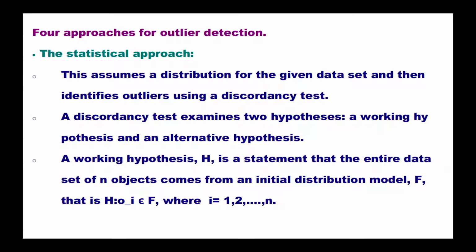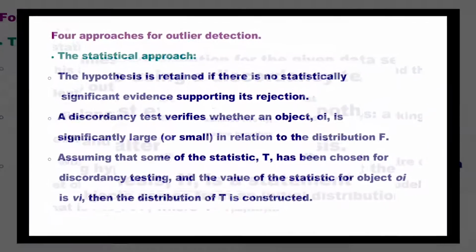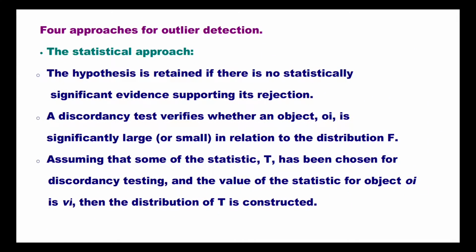A working hypothesis H is a statement that the entire data set of n objects comes from an initial distribution model F, that is given by H: O_i ∈ F, where i is equal to 1 to n. The hypothesis is retained if there is no statistically significant evidence supporting its rejection. A discordancy test verifies whether an object O_i is significantly large or small in relation to the distribution F.